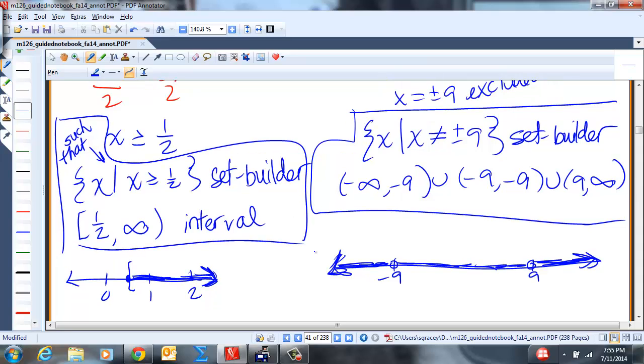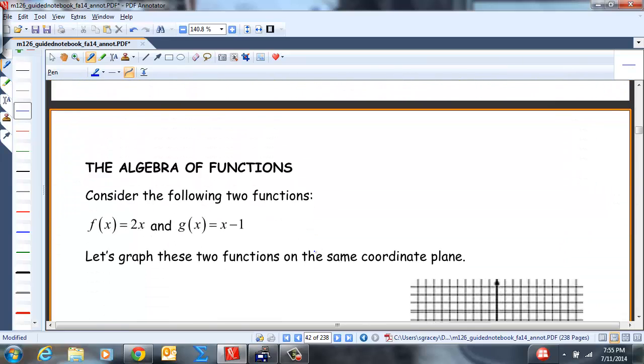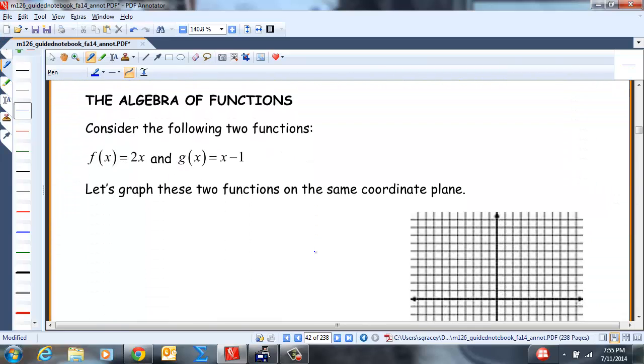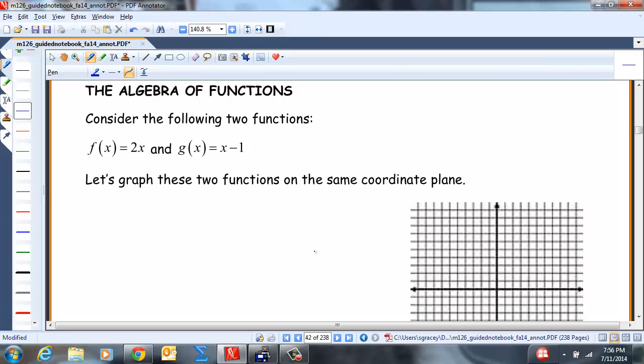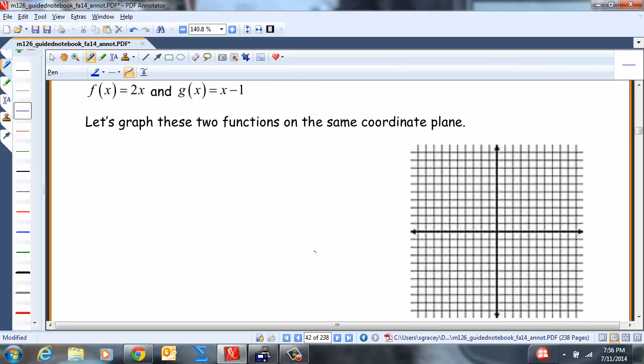All right. Okay, moving right along, the algebra of functions. So I just wanted to give you guys sort of a big picture idea. We'll do some of this with the graphing calculator, and we'll do some of this just by looking at the graphs. So let's take a look at these two functions.